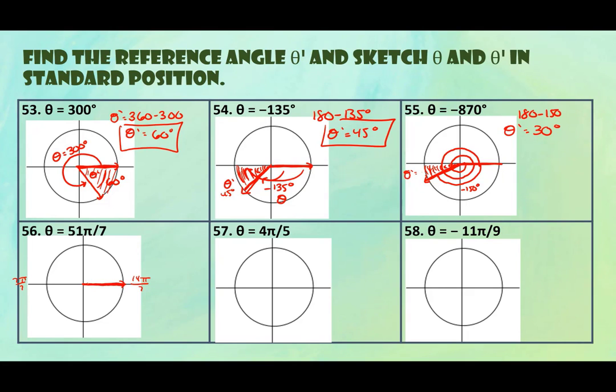So 51 pi over 7, this would be 7, 14, 21, 28, 35, 42, 49, and then 2 more. Okay? Whew, that was a crazy one. Now the cool thing is when I was doing this, you could realize that I was not only answering the question, but I was also finding coterminal angles. So you could have done 51 pi over 7, and you could have kept subtracting things until you got to a coterminal angle within the unit circle.